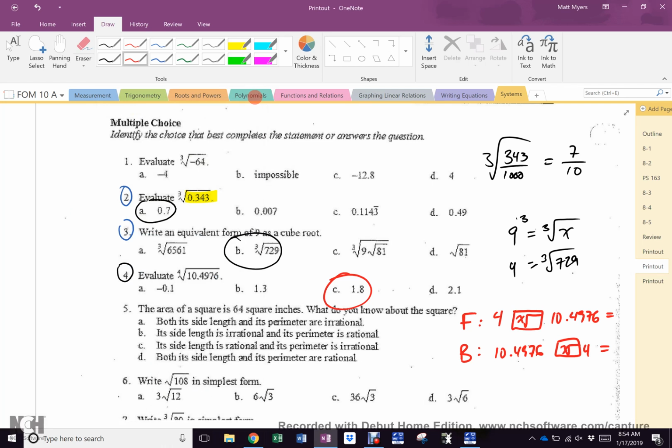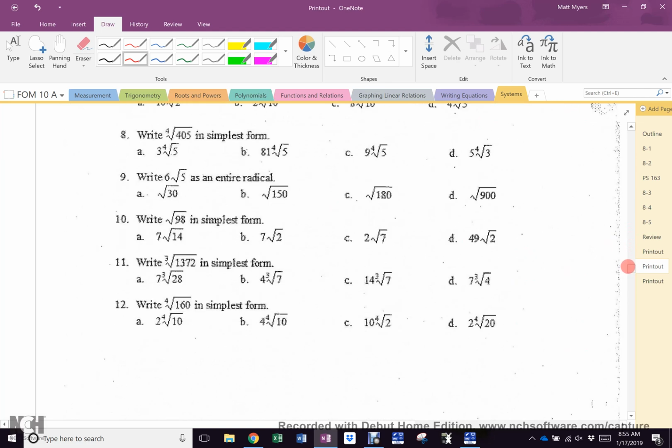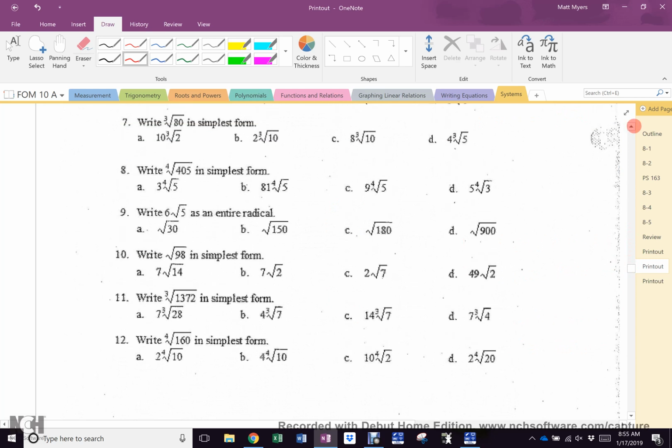Anything else? 1, 2, 3, 4, 5, 6. Sweet. 7, 8, 9, 10, 11, 12. Look, decide. Any one of them? All right, let's do number 11.